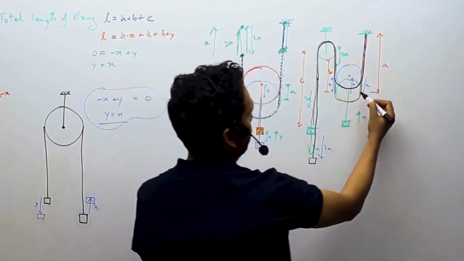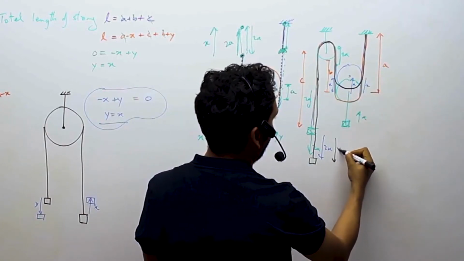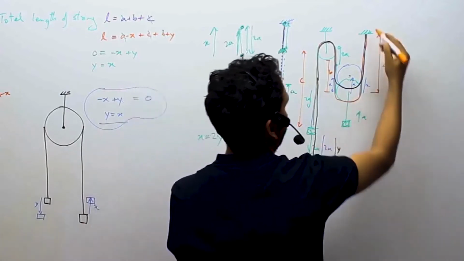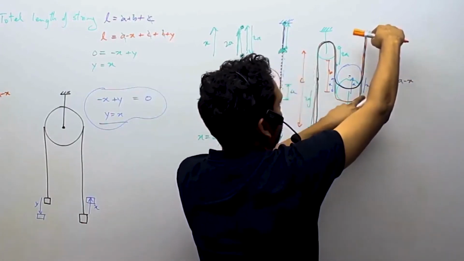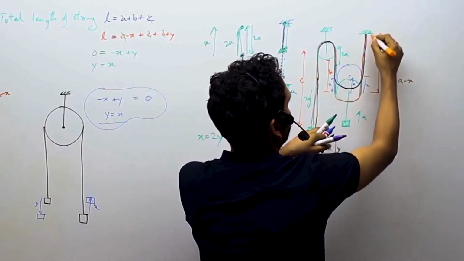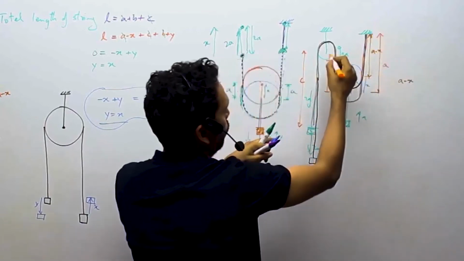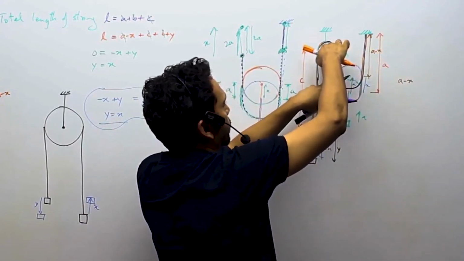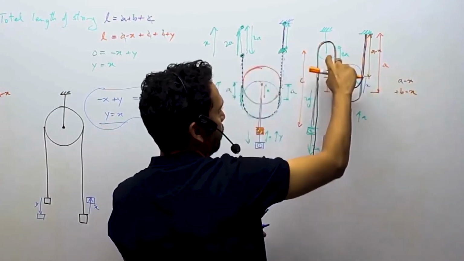Now, if this pulley has gone up by X and this thing has gone down by Y, I'll write the total length again. The total length on this side would be A minus X. A was the initial length, but it has gone up, so this is your length now, A minus X. What about this? This was your B. It has gone up over here, so this length becomes B minus X.